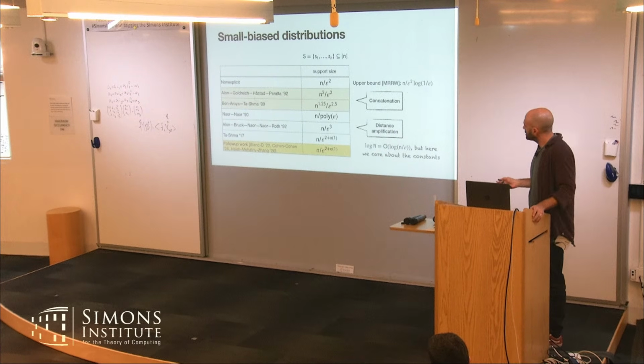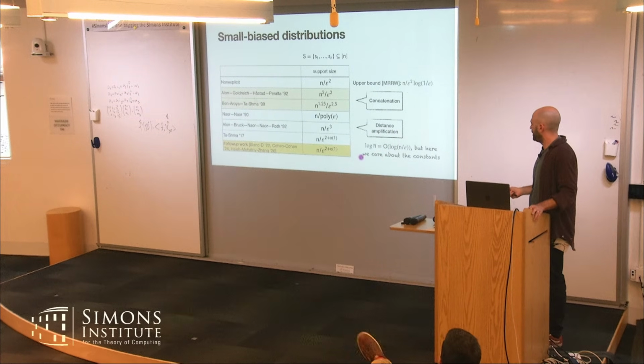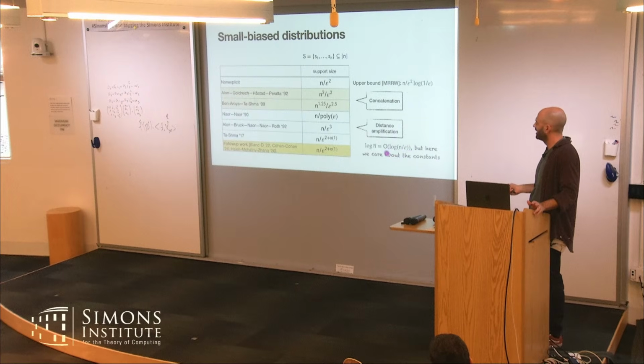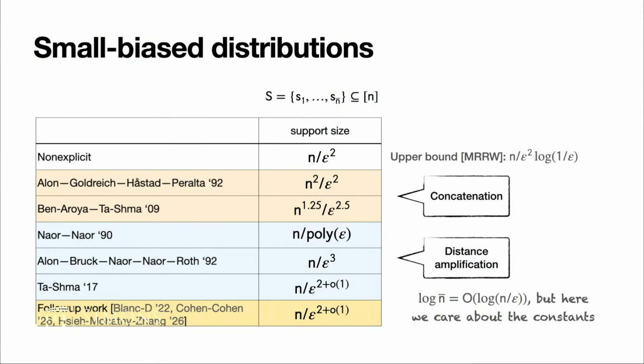Okay. So I'll just mention that in terms of PRGs, we care about the seed length. So sure, in all those constructions, the seed length is O of log n over epsilon, but in this particular problem, we care about the actual constants.